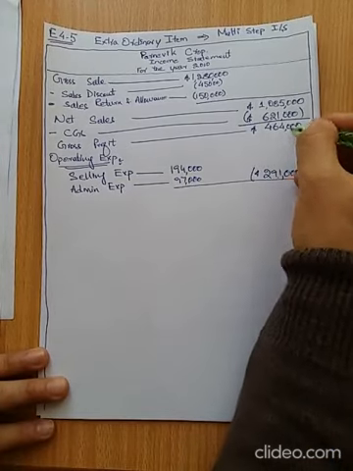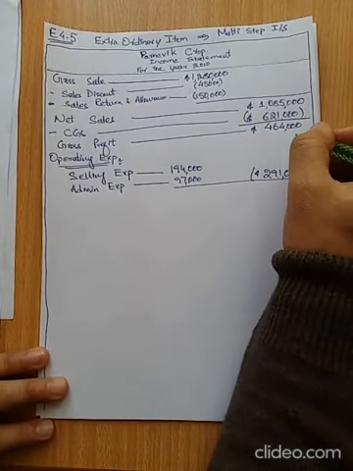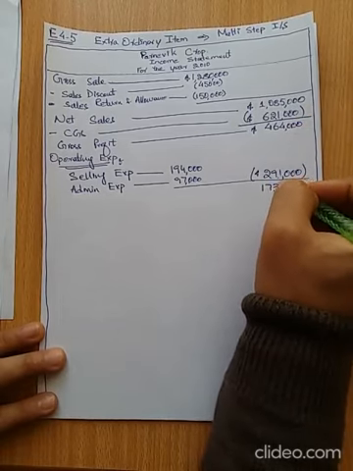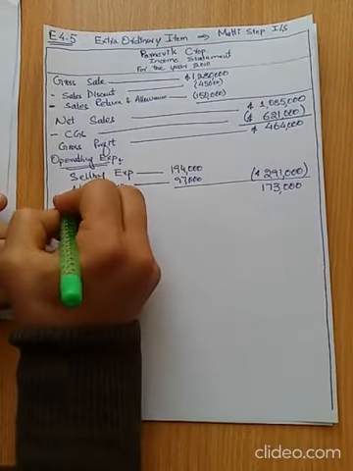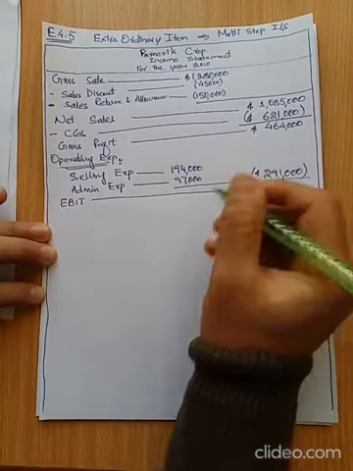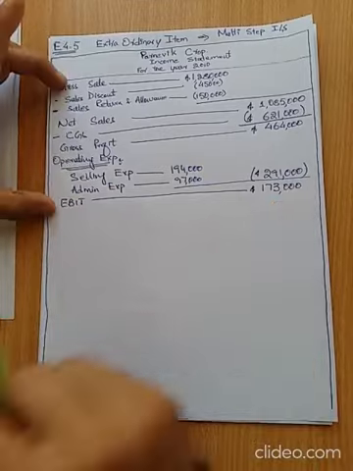Okay, so let's subtract it: $291,000 minus $464,000. The remainder that we get is $173,000. This would be titled as my EBIT, earnings before interest and tax. Now that's the operating part of it.